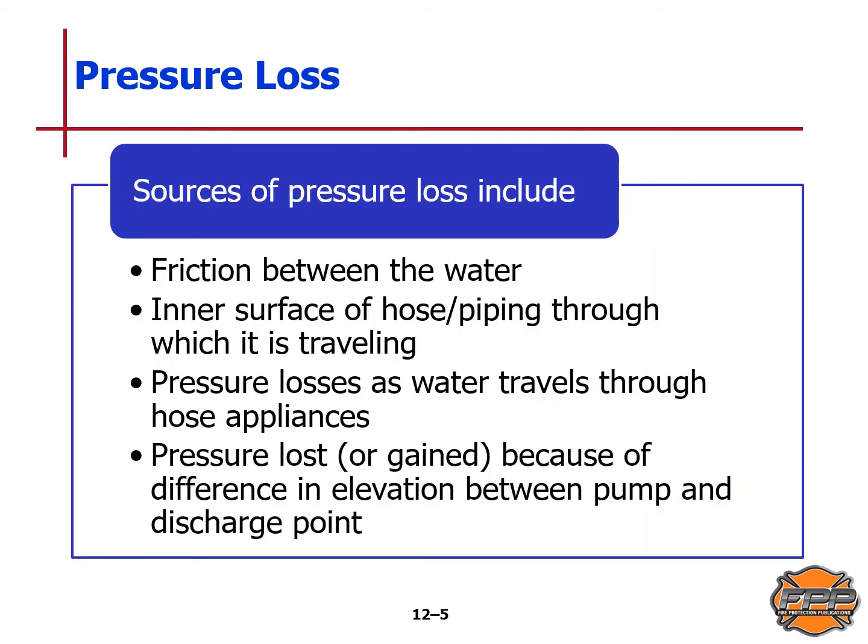Sources of pressure loss include friction between the water, the inner surface of the hose and piping through which it is traveling, and pressure losses as water travels through hose appliances. Pressure lost or gained because of the difference in elevation between pump and discharge point also plays a factor.